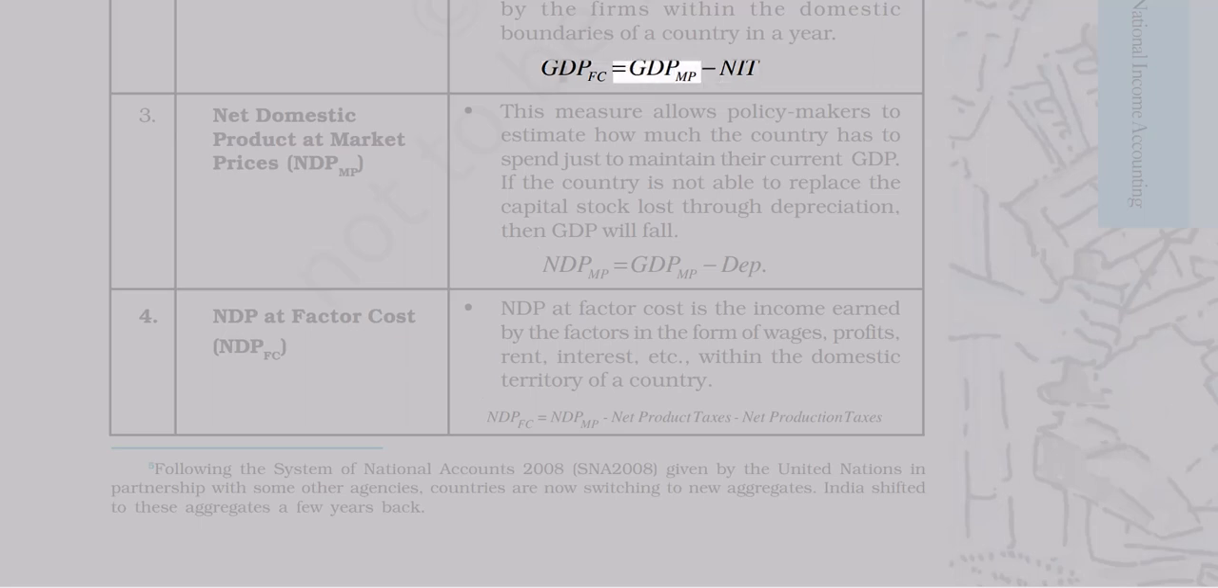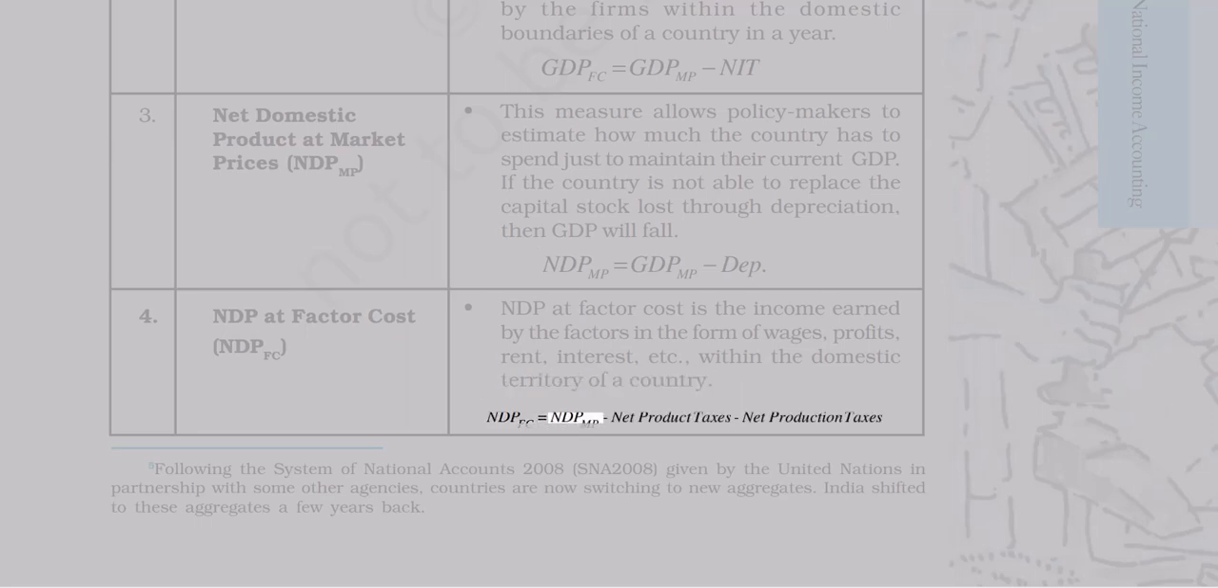Net domestic product at market prices, NDP at MP = GDP at MP - depreciation. This measure allows policymakers to estimate how much the country has to spend just to maintain its current GDP. If the country is not able to replace the capital stock lost through depreciation, then GDP will fall. NDP at factor cost is the income earned by the factors in the form of wages, profits, rent, interest, etc., within the domestic territory of a country.